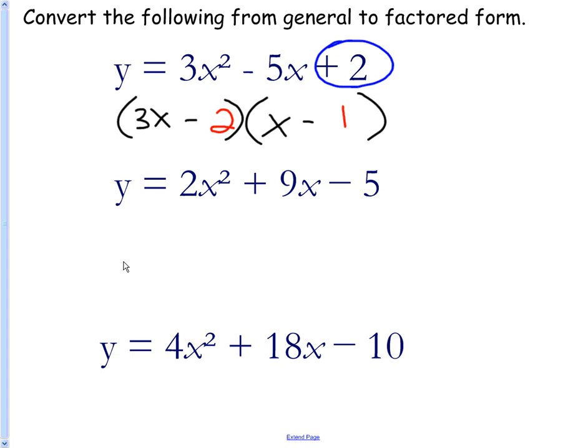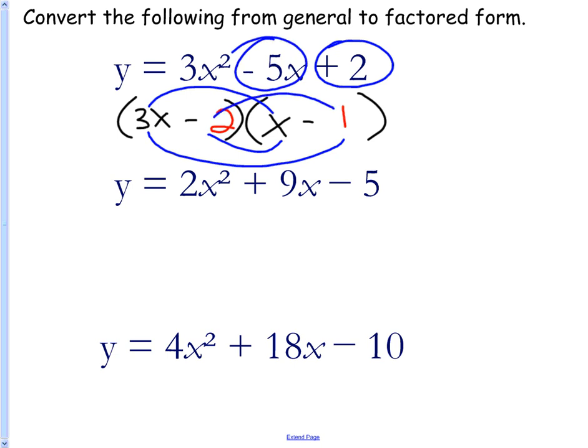So now we can check and see if you've done it right by doing first, 3x squared. Outside, what's that make? Negative 3x. Inside, negative 2x. That makes a total of negative 5x. And then the last, this times that, positive 2. It worked. Okay, on to the next one.